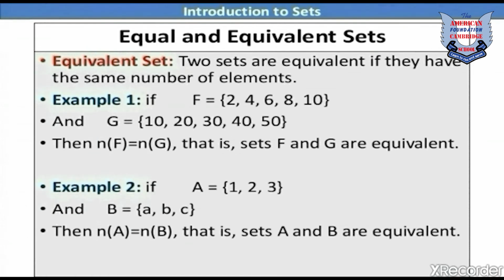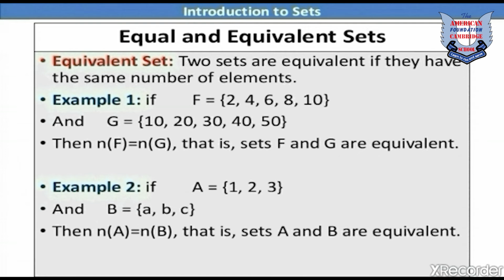Equivalent sets. Two sets are said to be equivalent if they have the same number of elements. Example 1. If set F contains 2, 4, 6, 8, 10, there are 5 members in set F, and set G contains 10, 20, 30, 40 and 50. That means set G also has 5 members. As you can see, both set F and set G have the same number of elements. That means sets F and G are equivalent.